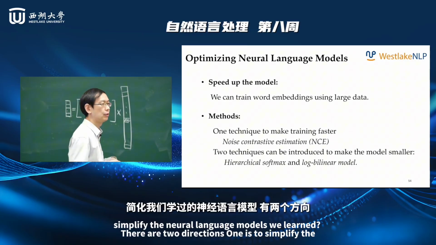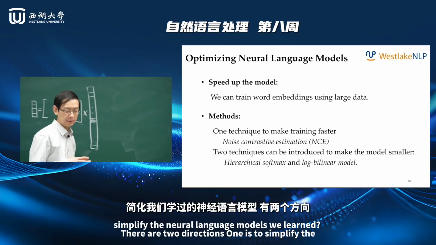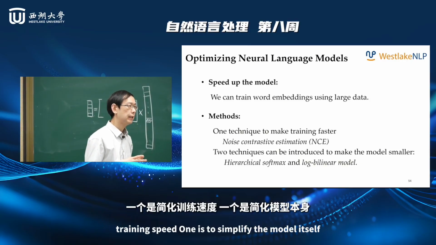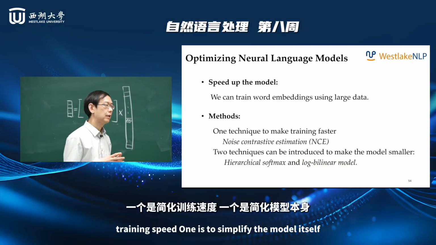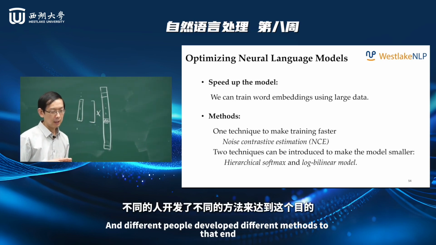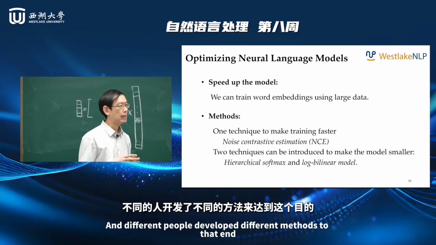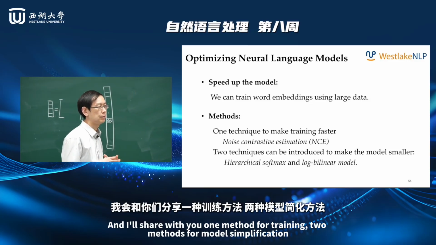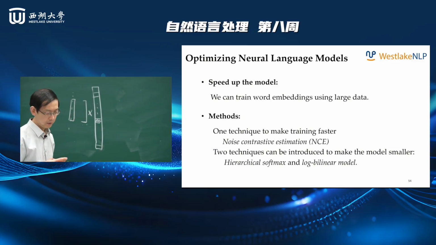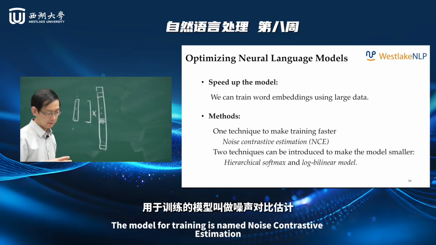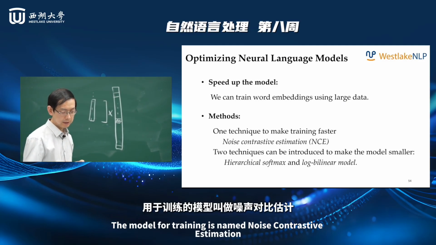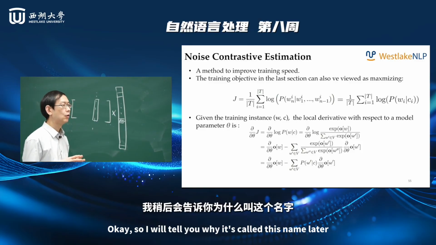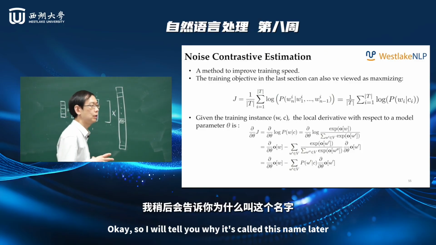How do we simplify the neural language models we learned? There are two directions. One is to simplify the training speed. One is to simplify the model itself. Different people developed different methods to that end. I'll share with you one method for training and two methods for model simplification. The method for training is named noise contrastive estimation. I will tell you why it's called this name later.